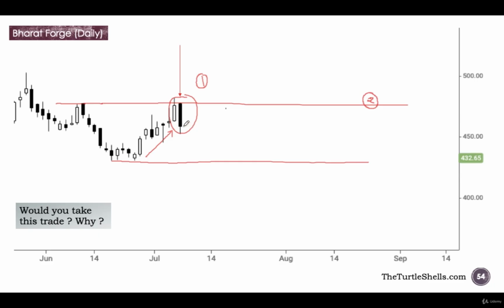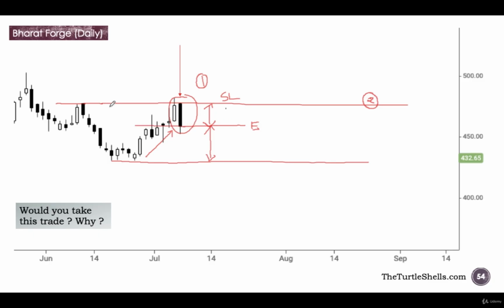So let's say if I take an entry here, that's our entry. That's our stop loss. So that would be our risk. And this would be our profit target. So it is not a 2:1 reward to risk. So as a conservative trader, I would not take this trade because although everything else is okay, the reward to risk for me is not okay on this trade. So I wouldn't take the short position here.